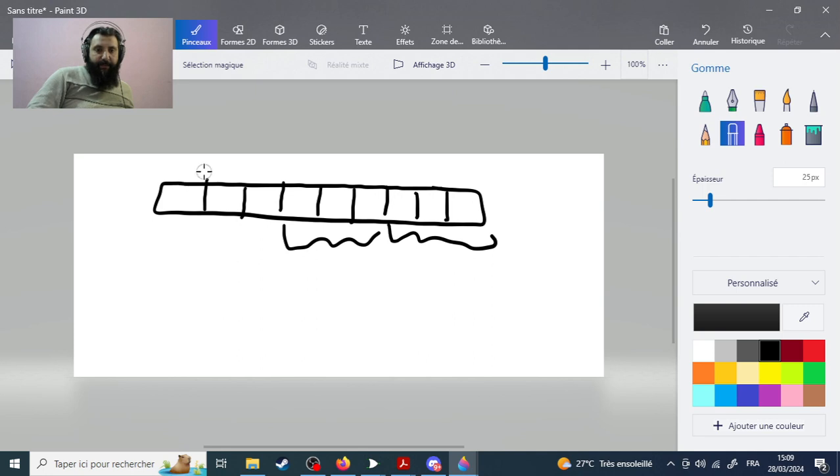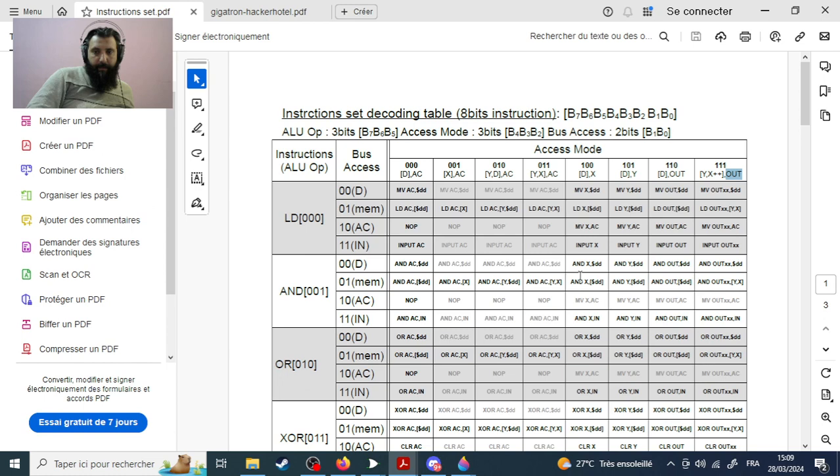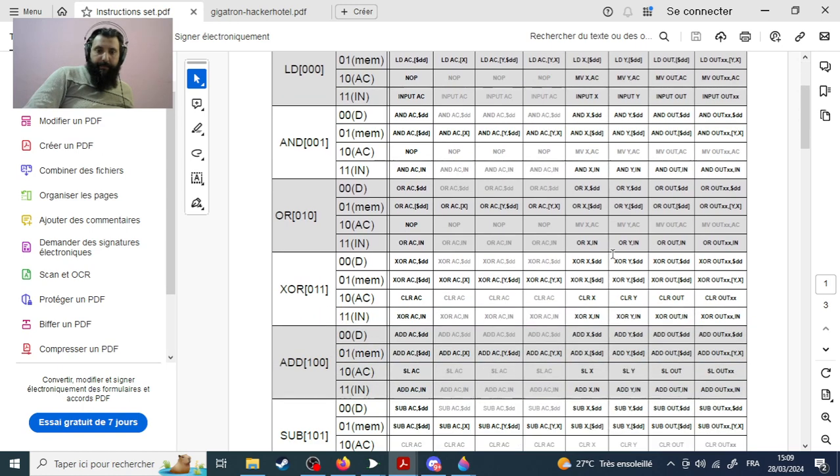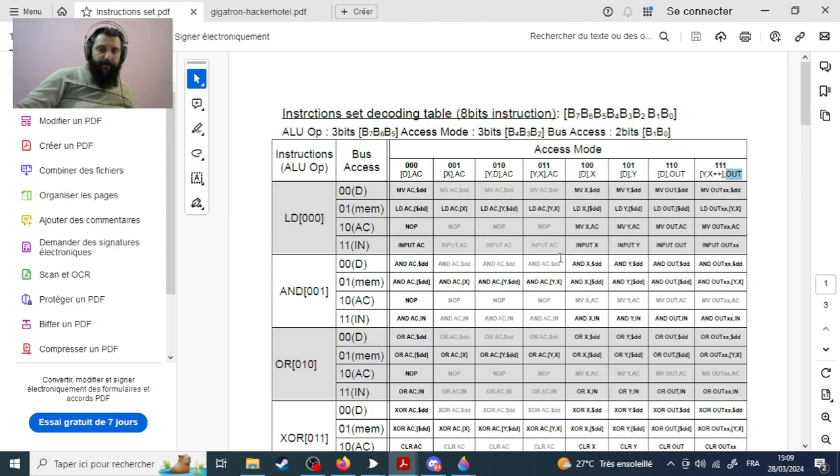How many instructions do we have? Each instruction has 8 addressing modes. How many instructions? We do have eight instructions.